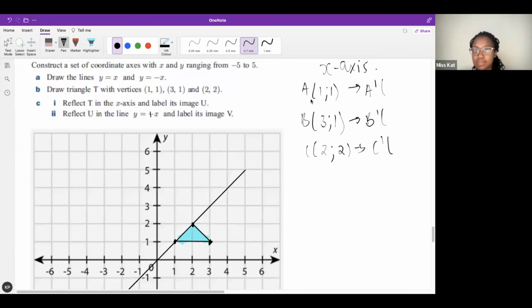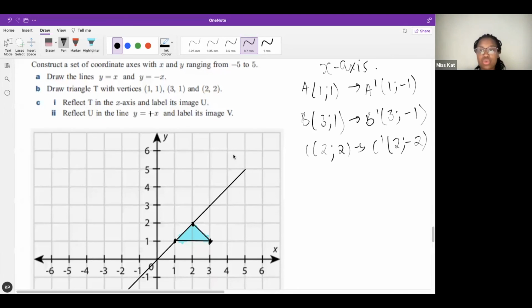Yes, Siam Tanda. Hello, ma'am. A prime is going to be 1 and -1. Beautiful. So 1 and -1. Have you done B prime? It's going to be 3 and -1. Nice. And what about C prime? 2 and -2. Beautiful, Sia. I love it. Okay, so Sia has reflected the triangle for us.